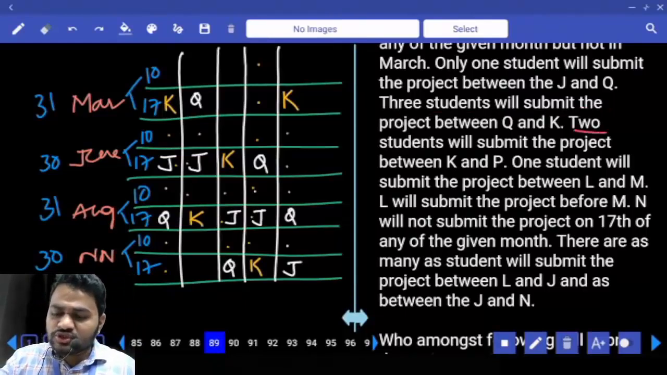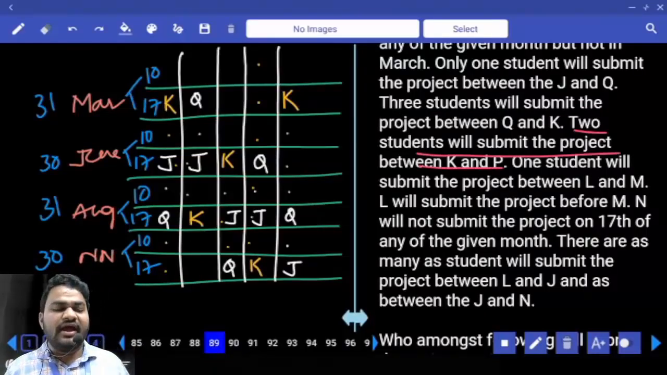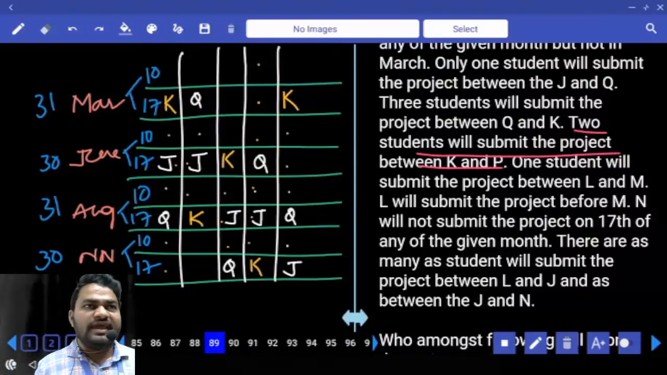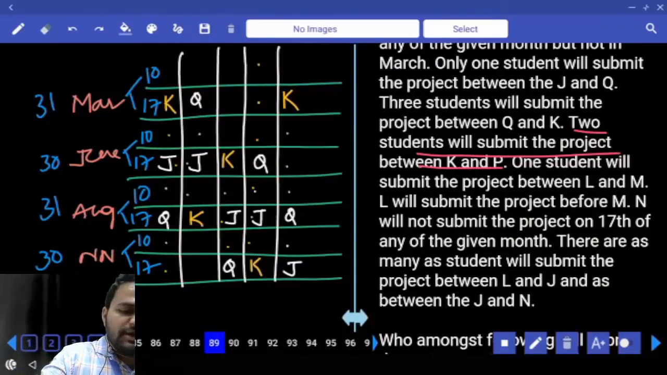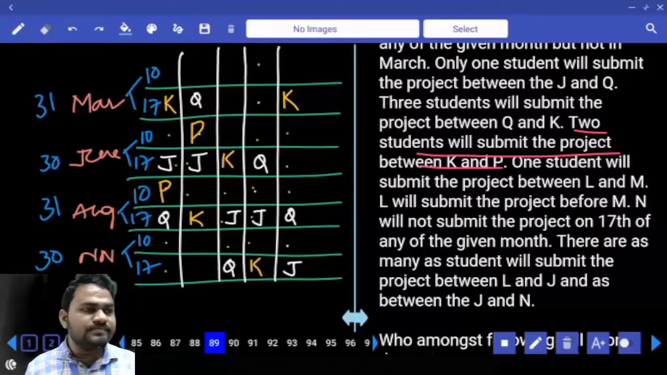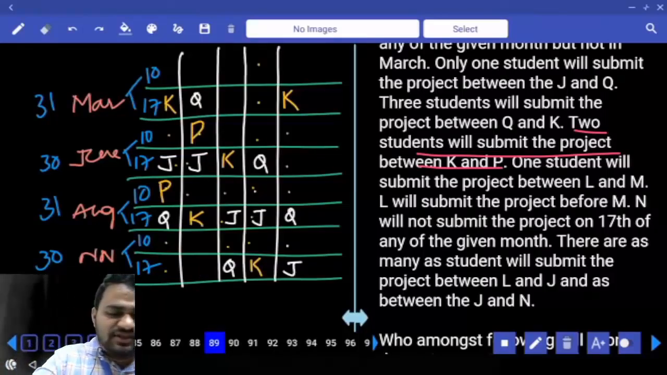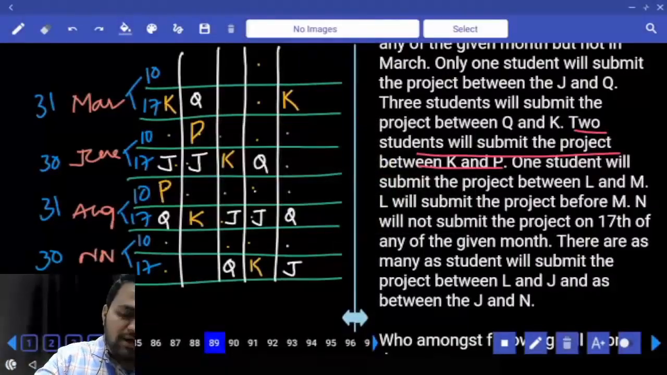Next, 2 students will submit the project between K and P. 2 students between K and P. First possibility, we cannot place P above K. 2 students between K and P, so it is the place for P. 1, 2, we cannot place P below K, so 2 students between K and P. Next possibility, 2 students between K and P. 1, 2, maybe P is here. 1, 2, maybe P is here also. That is again P1, P2.